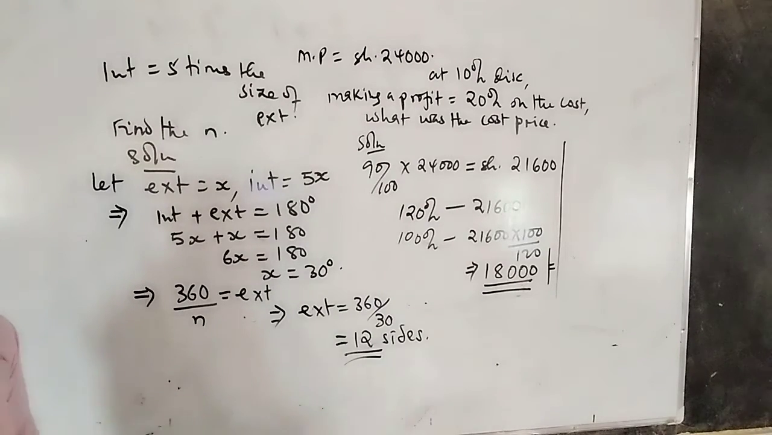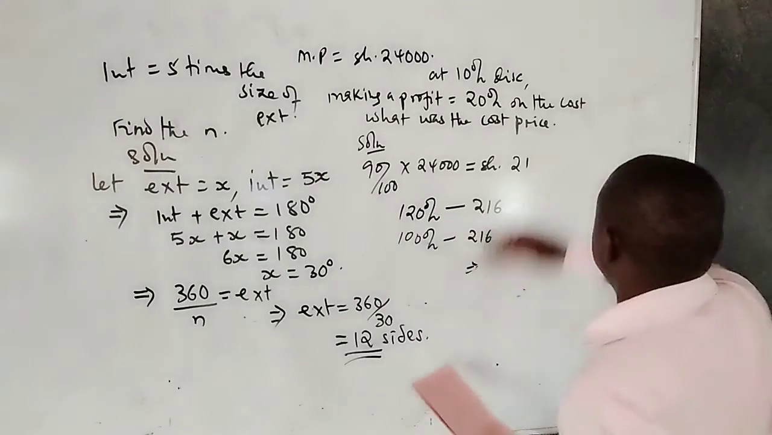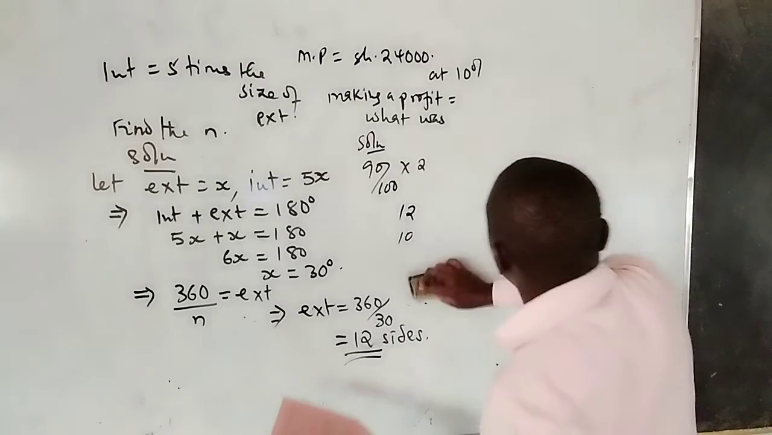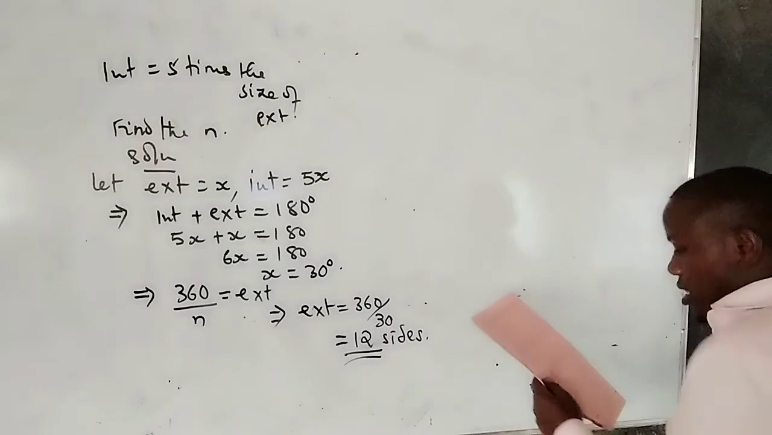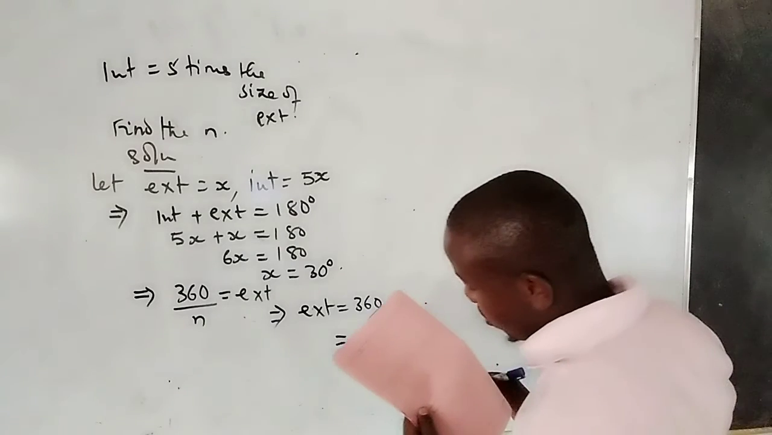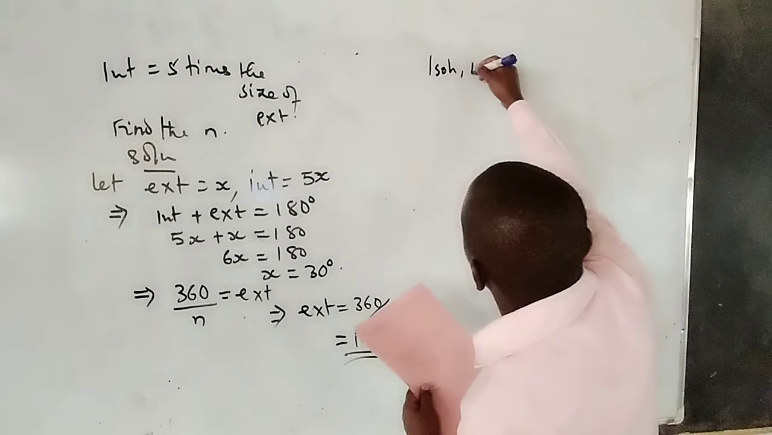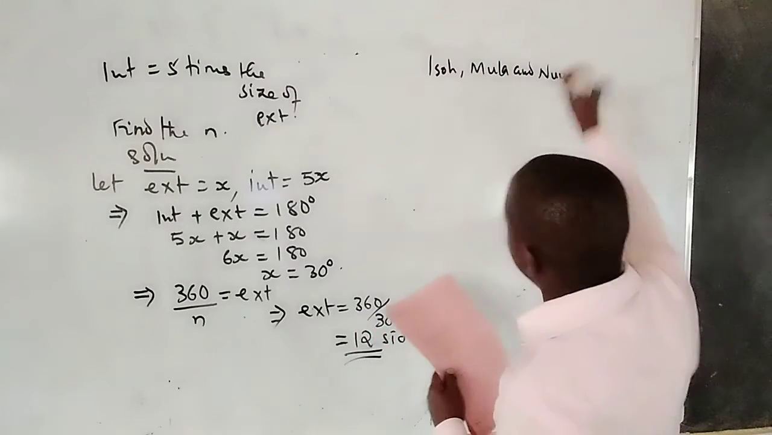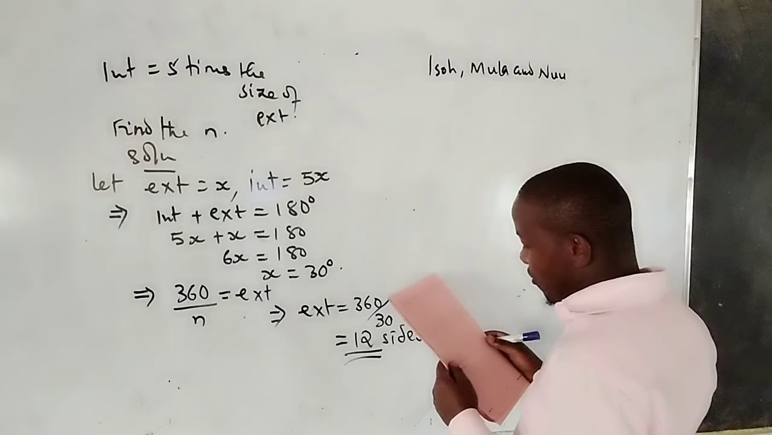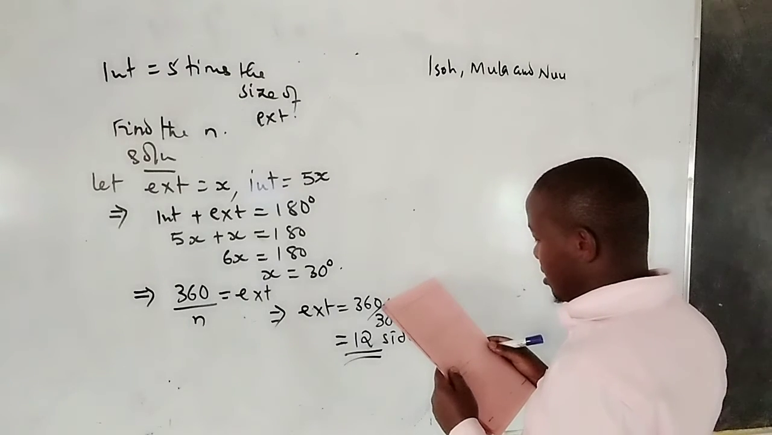Another question. It's a question on a scale drawing. Scale drawing is in Book 1. It's a very sensitive topic sometimes. It appears in the section worth 10 marks. Iso, Mola, and Nu are standing in different parts of a piece of land.